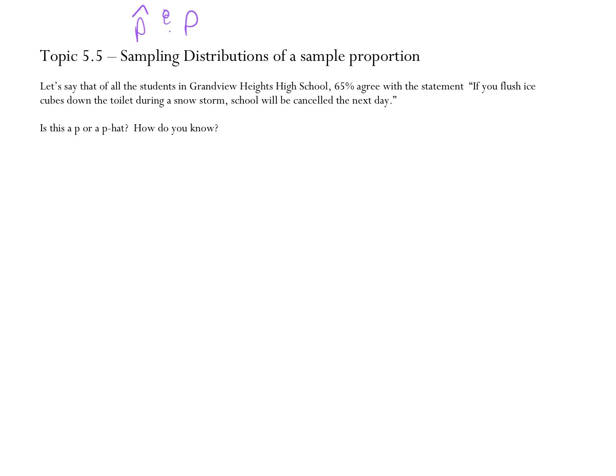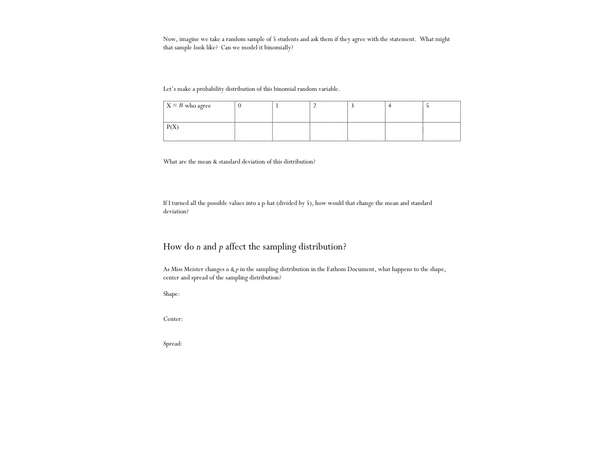So let's say that for all of the students in Grandview Heights High School, 65% agree with the statement, if you flush ice cubes down the toilet during a snowstorm, school will be canceled the next day. So, is that 65% a P or a P hat? P, because it's all students. Cool. So we're going to operate under the assumption that our P is 0.65.